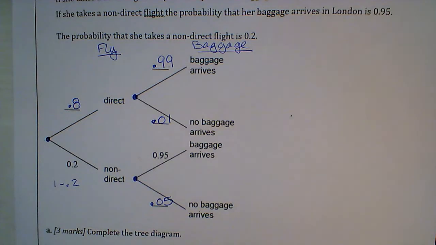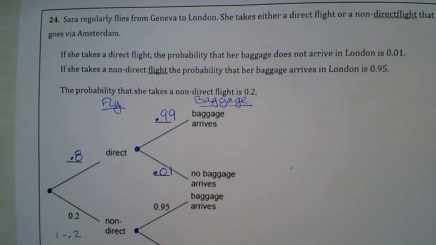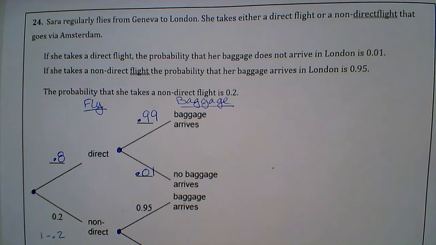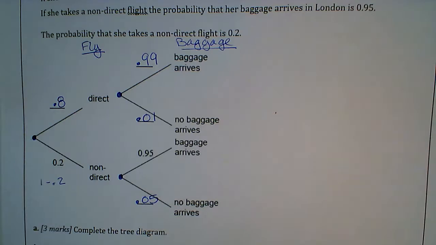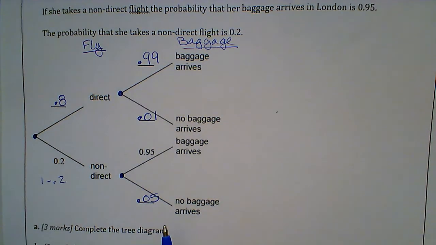Well, hi, welcome back. We're going to continue talking about this problem number 24 with our friend Sarah here, who is flying from Geneva to London. In part A, we completed the tree diagram, so now I've got my tree diagram to work with.